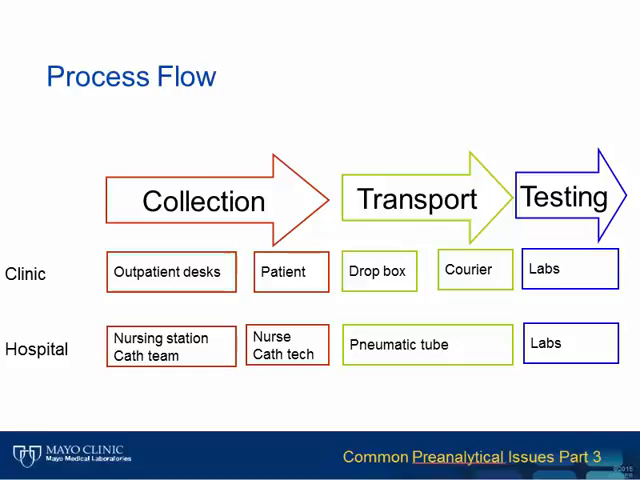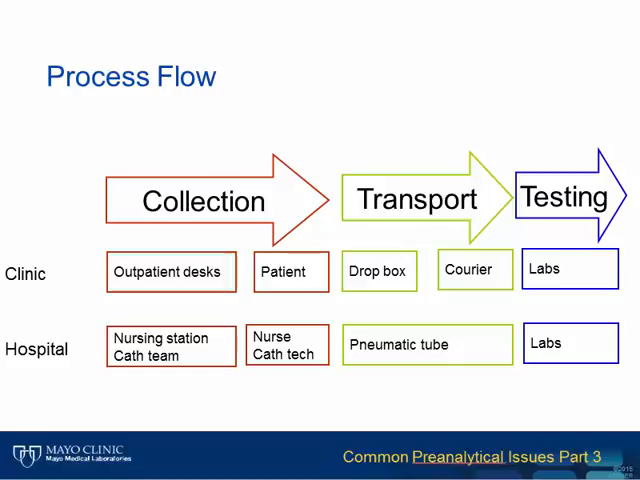We receive urine specimens from outpatient clinics where containers are handed out to patients and returned to drop stations. Couriers transport them on foot to the testing laboratory for processing and testing. Urine specimens are also received from the hospital, where they are collected by nurses or in some cases a specialized urinary catheterization team. They send this container via pneumatic tube to the testing lab for processing and testing.